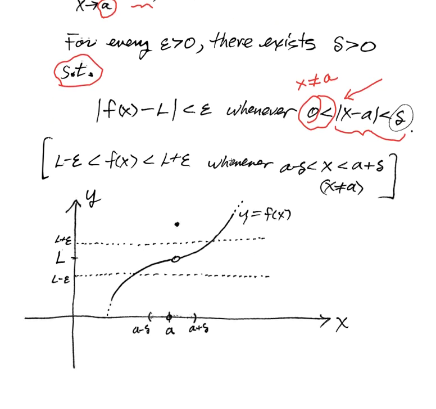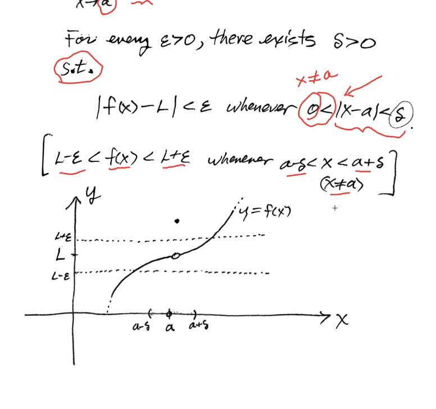Here's a way of rewriting this, by the way, if you want to get rid of absolute values everywhere. This is just saying f of x is being locked between L minus epsilon and L plus epsilon whenever x is between a minus delta and a plus delta, and here I have to throw in an extra condition, x not equal to a.